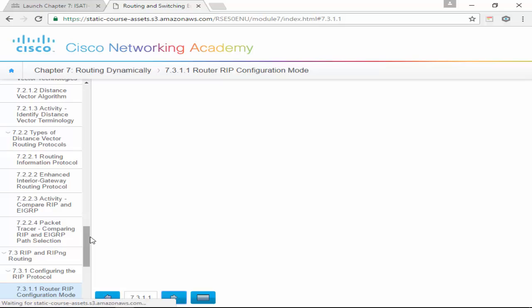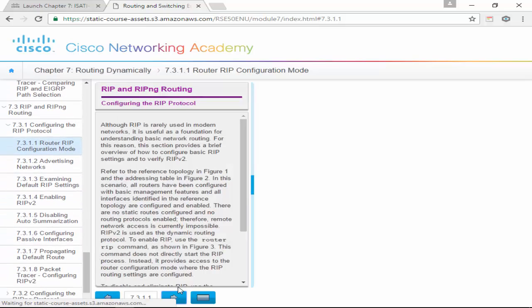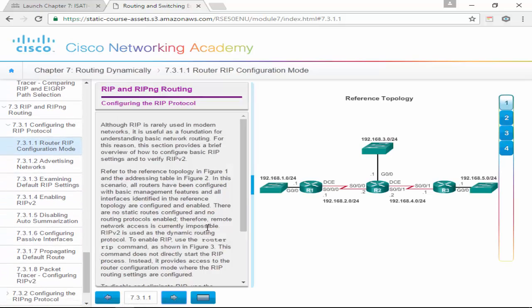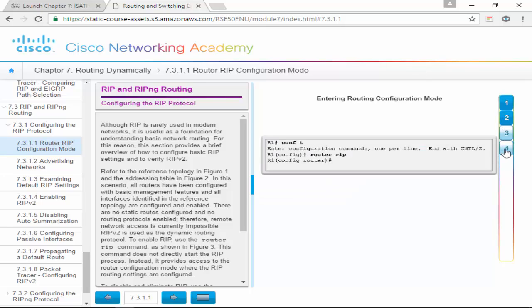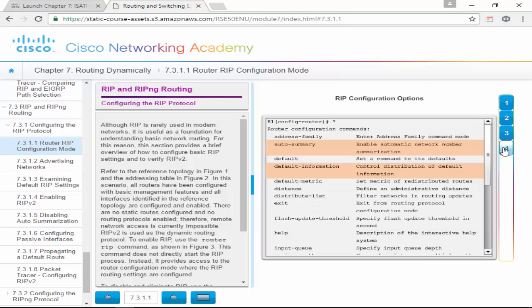Alright, so how do we set up RIP? RIP is fairly easy to set up. And here's our reference topology, but you guys know that we're going to have to put IP addresses on some routers, right? And they're going to have different IP addresses. Then we just go into configure terminal and we say router RIP. And that takes us into router RIP configuration mode, I guess.